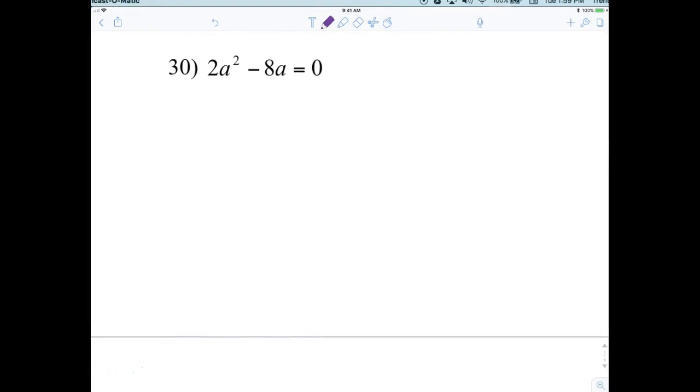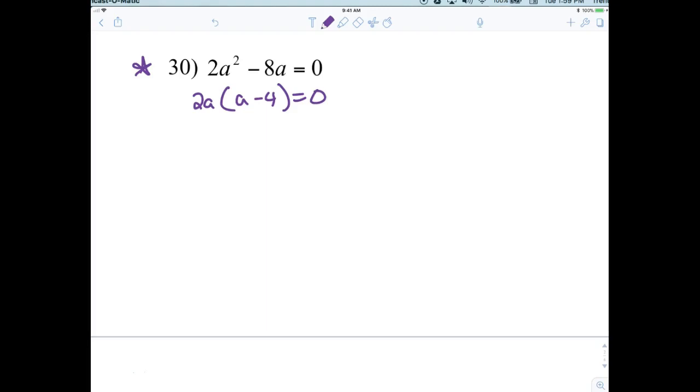All right, now 30. This is a new type of problem because we haven't factored out a GCF. Now, granted, we could divide by 2, but we cannot divide by a variable. Hear what I just said? You cannot divide by a variable. So in this case, we're going to factor out the GCF. When I factor out the GCF, you should be able to say 2a times a minus 4 equals 0. Everybody comfortable with that?